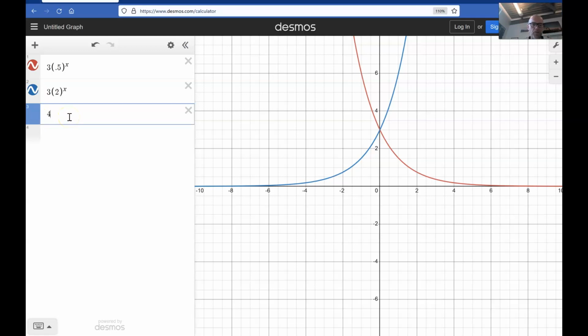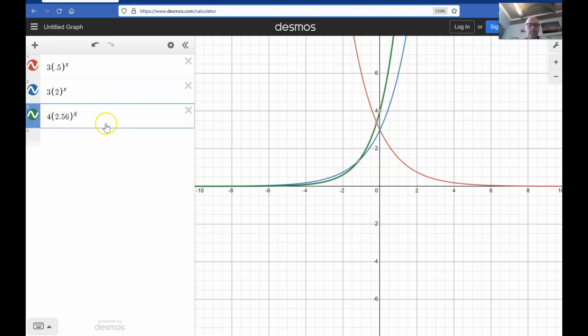How if I do a 4 times 1.56 to the x? Oh, look at that. It crosses at a 4. So it doesn't seem to matter what's inside the parentheses, what the base is, but this number out front seems to tell me where it crosses the y-axis.